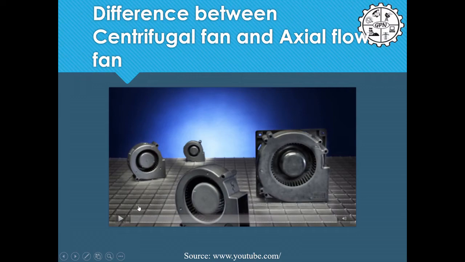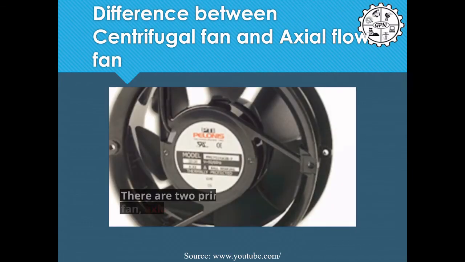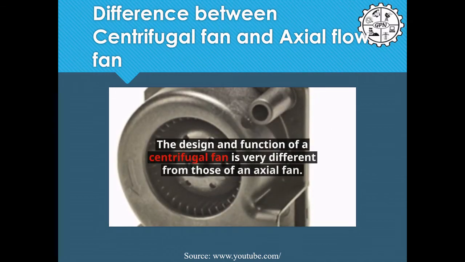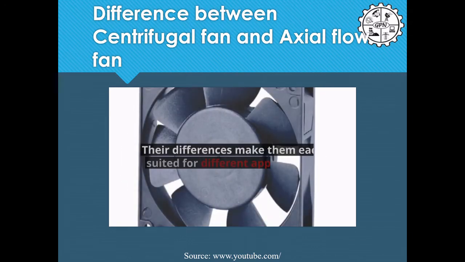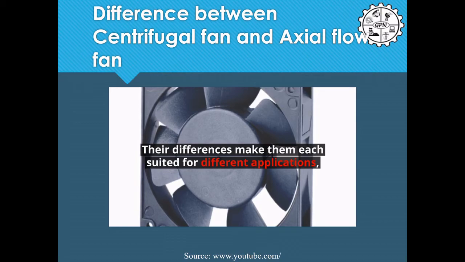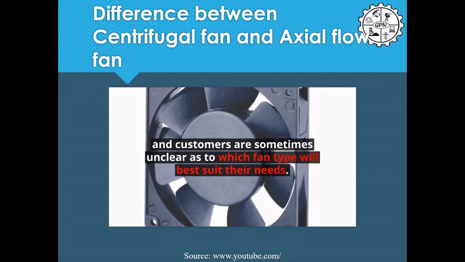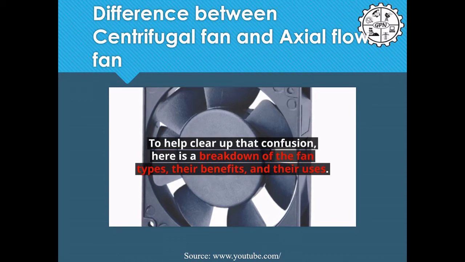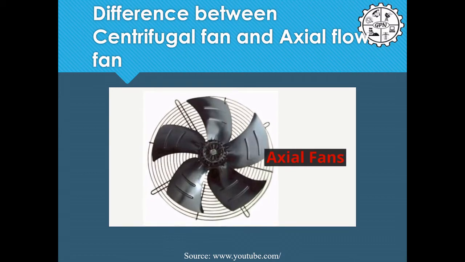Now we can compare centrifugal fan with axial flow fan. Axial versus centrifugal fans. There are 2 primary varieties of fans, axial fans and centrifugal fans. The design and function of a centrifugal fan is very different from those of an axial fan. Their differences make them each suited for different applications, and customers are sometimes unclear as to which fan type has the best results. To help clear up that confusion, here is a breakdown of the fan types, their benefits and comparison.